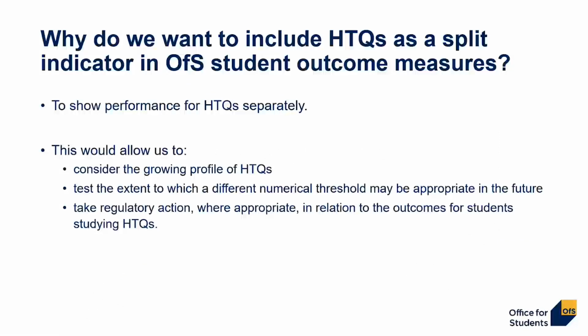So why do we want to include HTQs as a split indicator in OFS student outcome measures? We want to be able to show performance for HTQs separately because this would allow us to consider the growing profile of HTQs, test the extent to which a different numerical threshold may be appropriate in the future, and take regulatory action where appropriate in relation to the outcomes for students studying HTQs.